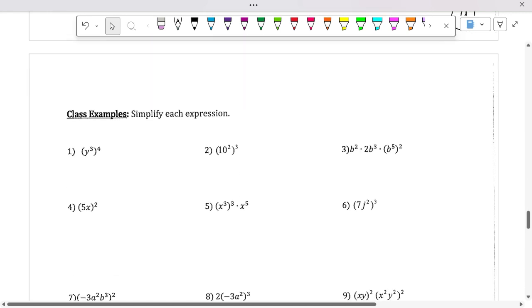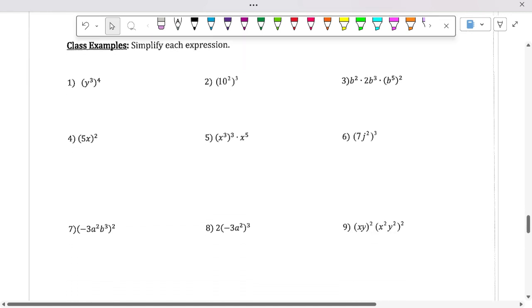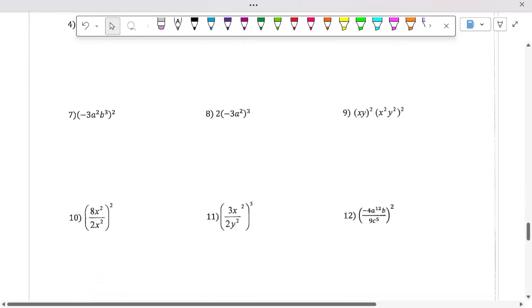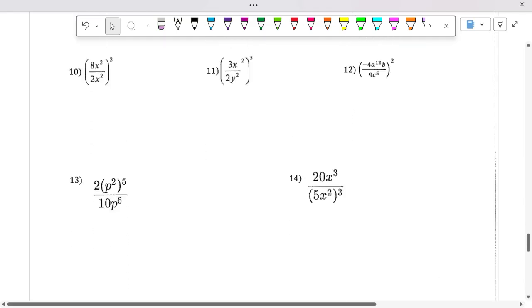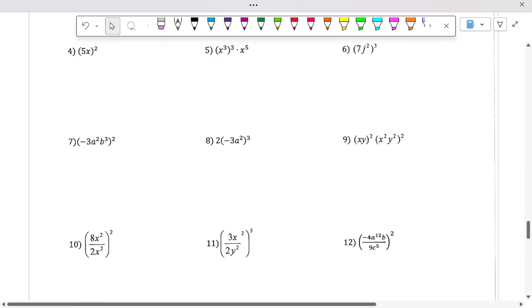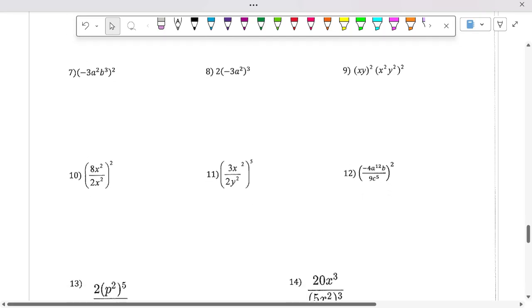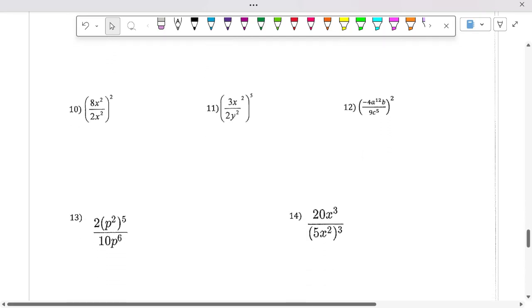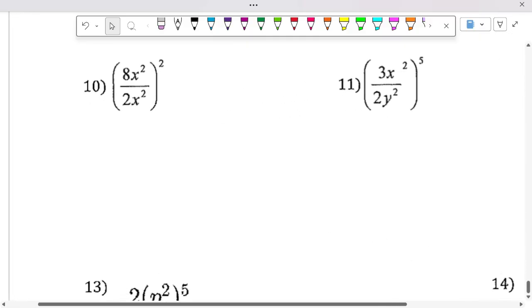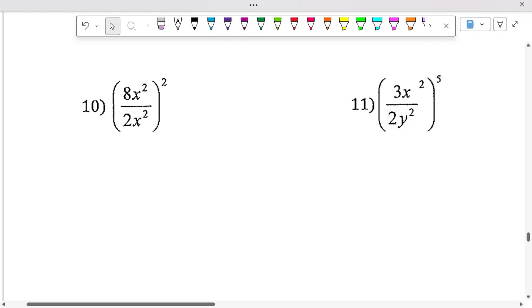All right, now we're going to do some where we got to do more than one thing. Because we did power rule yesterday. So I want to do some more advanced ones. So let's look at 10.